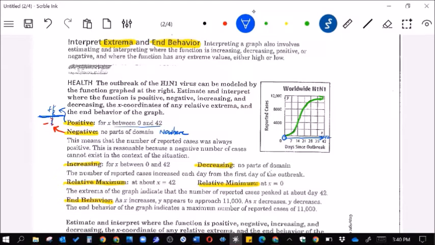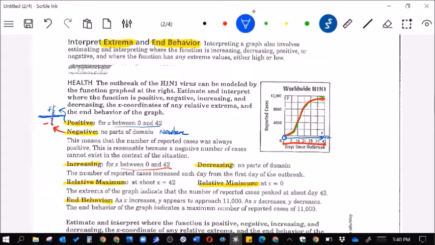So increasing. Now, increasing is going to be similar, but not the same as positive and negative. Increasing is where is it going up? Well, if we're traveling on this, we're going up a little bit, and then we're going up a lot more, and we're going way up fast, and then we're still going up, but we're going up very slowly. So it's going along like that. So that means it's increasing for 0 to 42. And that's why we put increasing from 0 to 42.